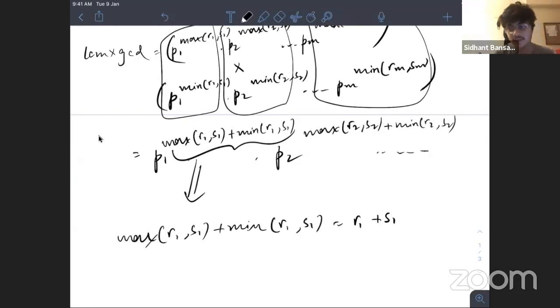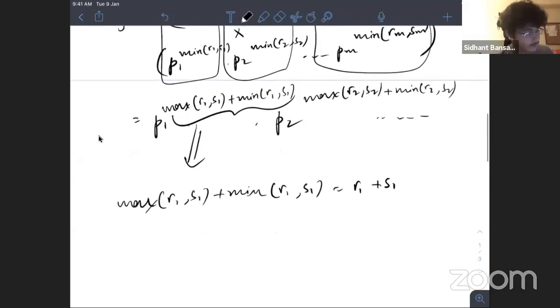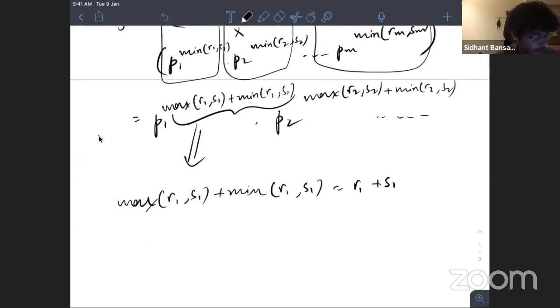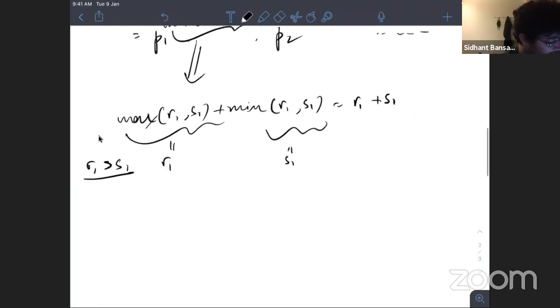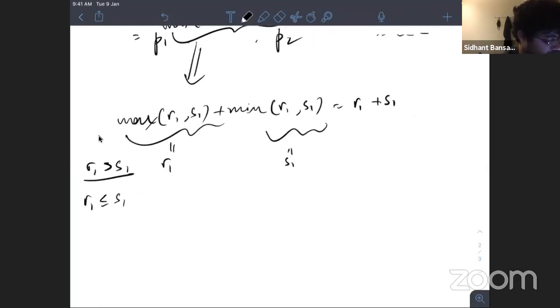Because, let's say R1 is bigger, then this thing will come out to be R1 and this thing will come out to be S1 if R1 is bigger than S1. And if R1 is less than or equal to S1, then this thing will come out to be S1 and this thing will come out to be R1. Either way, the addition will be R1 plus S1.